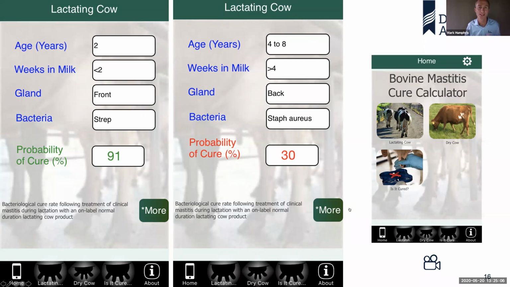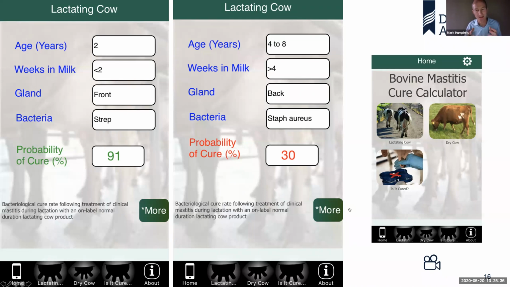So on the left here, we've got a young cow. She's only in early lactation. She has a front quarter affected, and she's infected with a strep bacteria. So she has a very high chance of cure compared to the older cow that has suffered a mastitis event later in lactation, and it's in a back gland. And what's more, it's caused by Staph aureus.